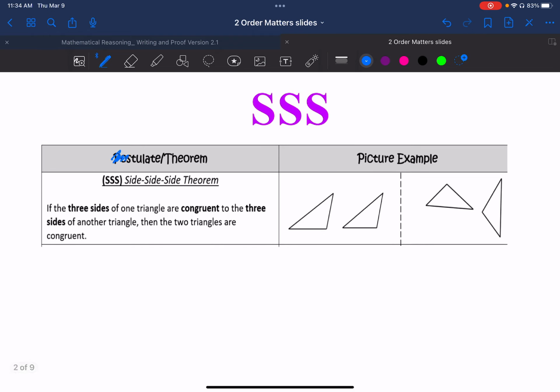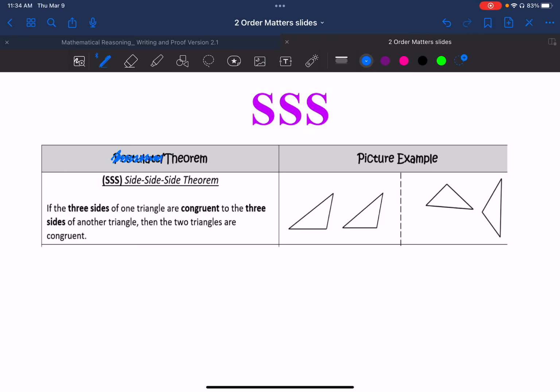So I'm going to get rid of this word postulate. I don't like postulate. I think it's the less cool way of describing this. It's a theorem. This is powerful. If you have three sides, there's only one triangle you can make. You can translate it, reflect it, rotate it, you can do all sorts of stuff with it, but you cannot get a different triangle.